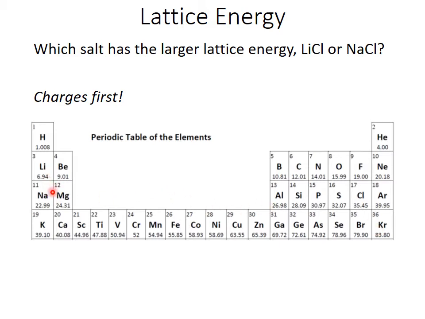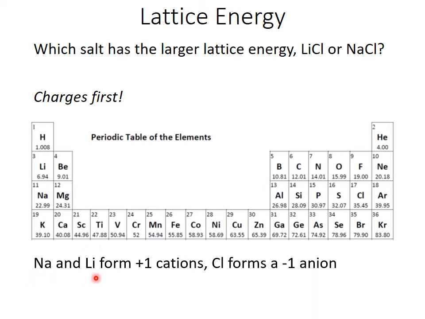Well, both lithium and sodium are alkali metals. Both of them want to give up 1 electron each, meaning that lithium will resemble helium and sodium will resemble neon. Therefore, both of these will form +1 cations. Now, the chlorine, on the other hand, is over here in the halogens. Chlorine wants to gain 1 electron so that it can resemble argon. Recall that if you lose electrons, it's like jumping spaces to the left in the periodic table. Gaining electrons is like jumping spaces to the right in terms of electron configuration. So the sodium and the lithium will form +1 cations, and the chlorine will form a -1 anion.